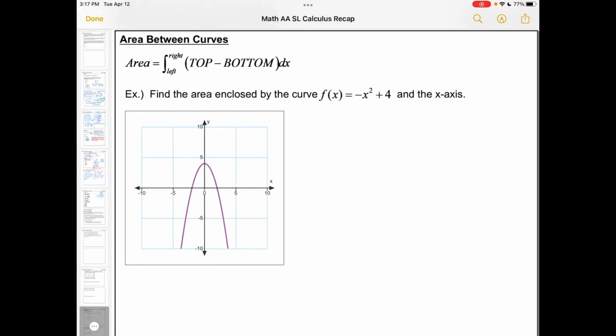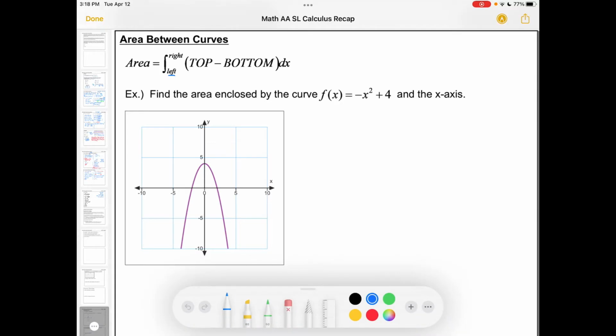The first thing that we'll look at is area between curves. And the way I like to think about it is that if you want the area, you just take the left bound to the right bound of the top function minus the bottom function. So these are top function minus bottom function.